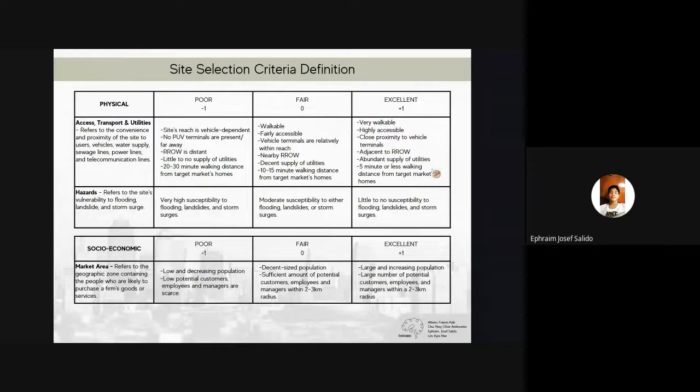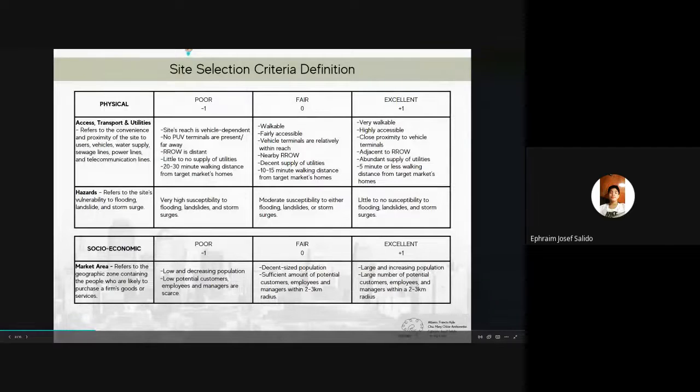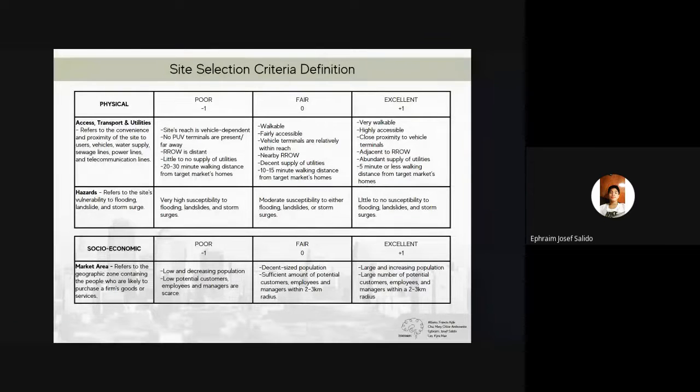So in determining our best site, we will be basing it on the minimum site selection criteria categorized by the physical and socioeconomic factors, namely the access, transport, and utilities, hazards, and market area. Our scoring ranges from poor to excellent, poor being the lowest and excellent being the highest, and a 3-point system as it helps make the decision making simpler by giving merit or demerit to the site if they can or can't reach the criteria.